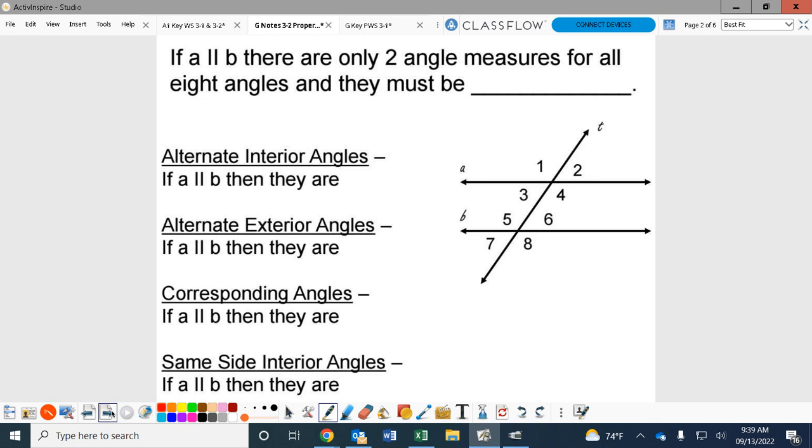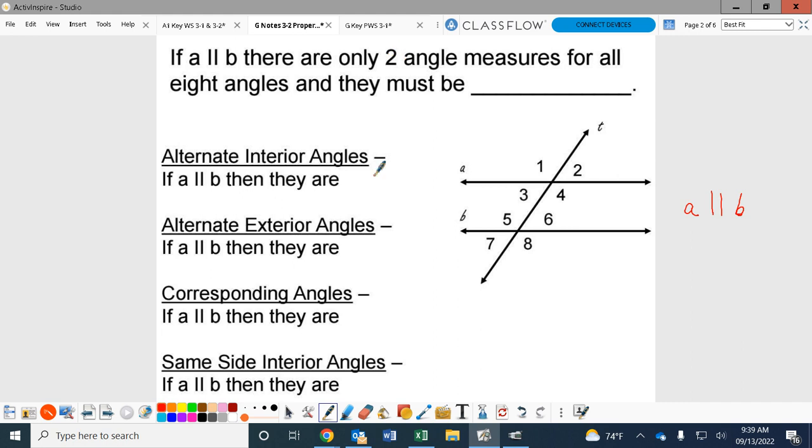First things first, guys, if you have 2 lines like this, and they tell you that A is parallel to B, and I'm drawing that. There you go. A is parallel to B. Anytime you have A is parallel to B, there are only going to be 2 angle measures.